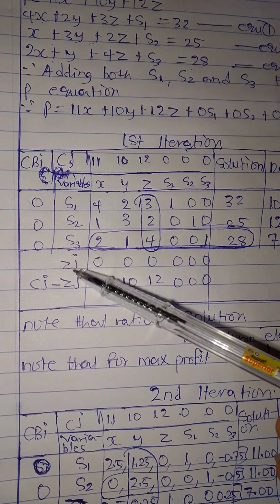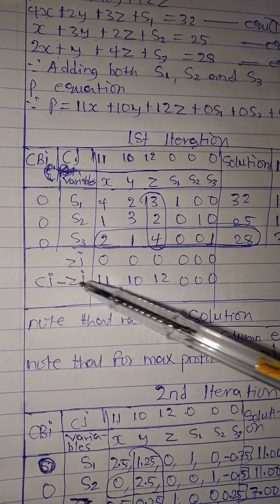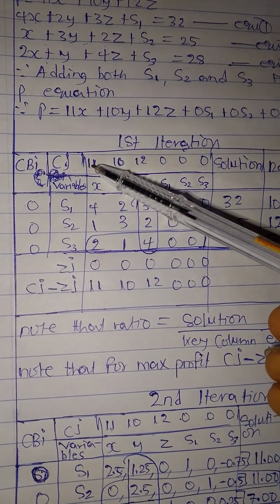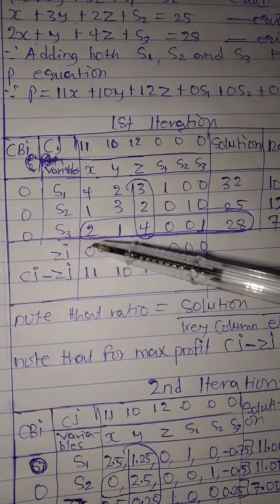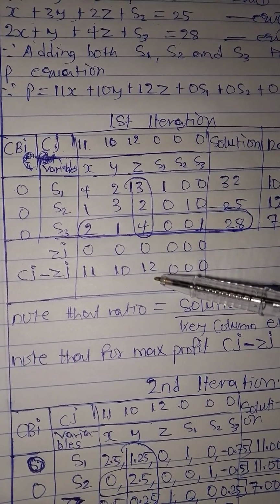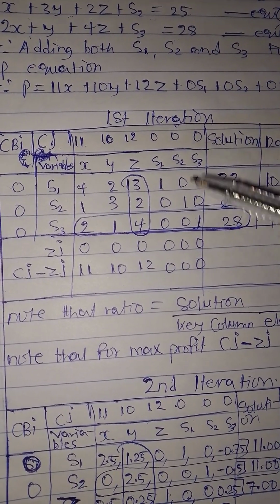So after getting Zj, I have to find Cj minus Zj. So Cj minus Zj is what? Now, what are the values of Cj? The values for Cj are 11, 10, 12, 0, 0, 0. So that becomes 11 minus 0 is 11. 10 minus 0 is 10. 12 minus 0 is 12. 0 minus 0 is 0. 0 minus 0 is 0. 0 minus 0 is 0.